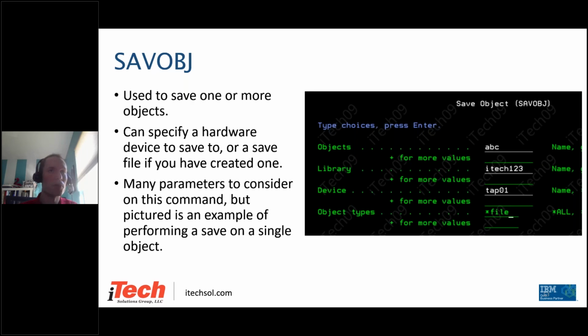And then there are many parameters to consider on this, but the picture to the right is an example of performing a save on a single object, where you type SAVOBJ, prompt it with F4, and then you just tell it the name of the object, the library it's in, the tape device in this example, and then the object type, just if you want to be specific. If there are other objects in there called ABC, it's going to save all of them by default. If you want just the file, you can specify that in the object type.